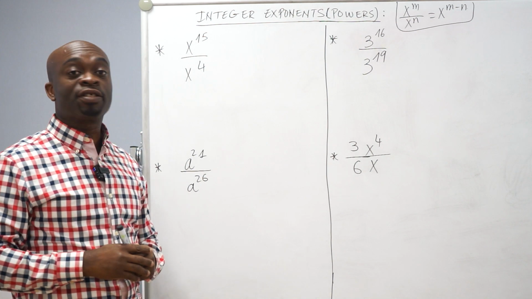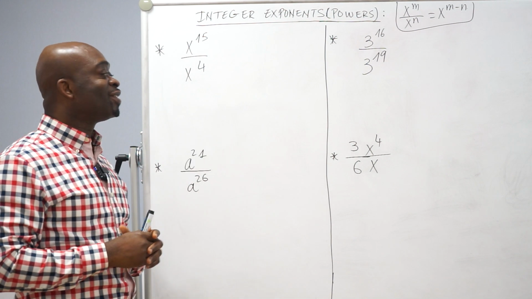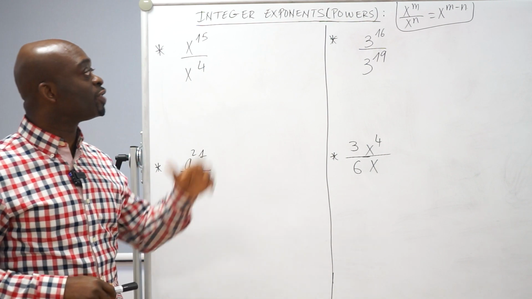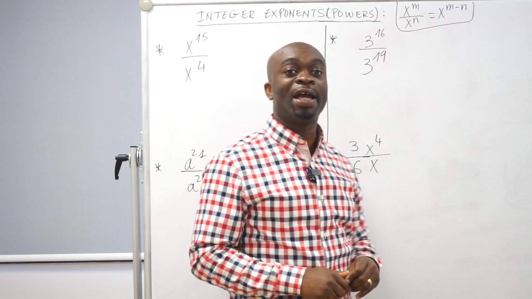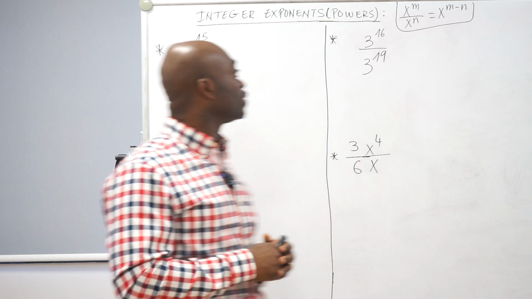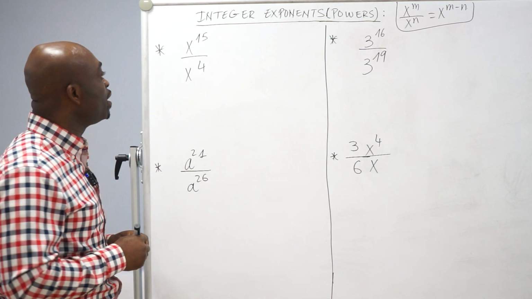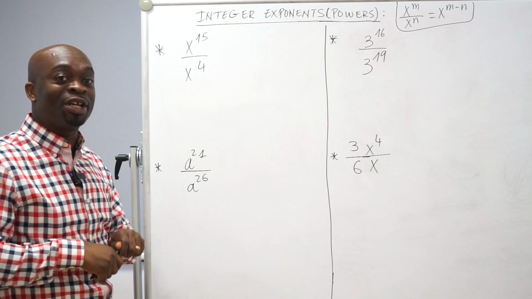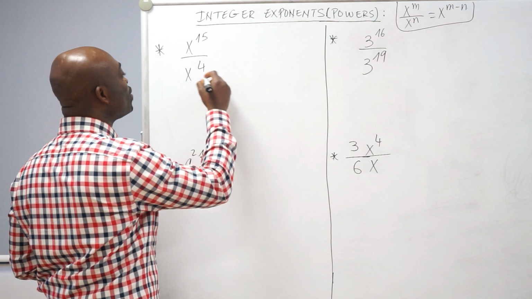Integer exponents or powers. We have some questions here, and these ones are division, so we're going to use the quotient rule: x power m over x power n is equal to x power m minus n. When we have x power 15 over x power 4, we just follow the formula. Nothing more. You just go straight at it and see what happens.